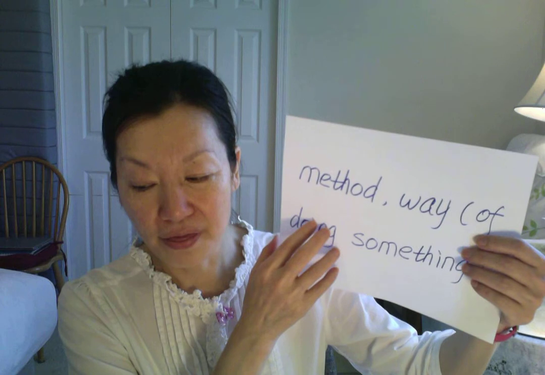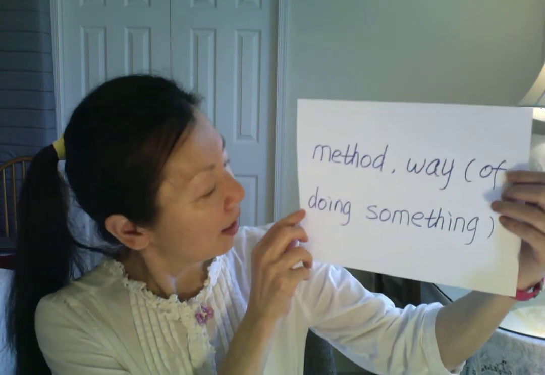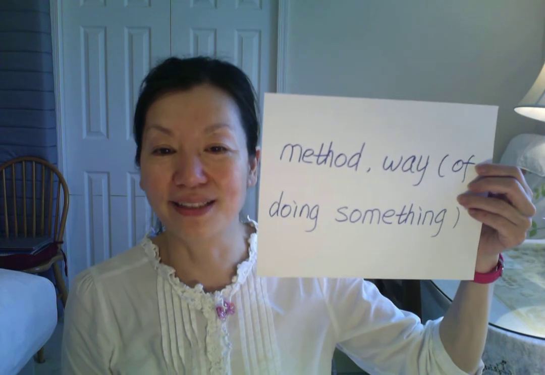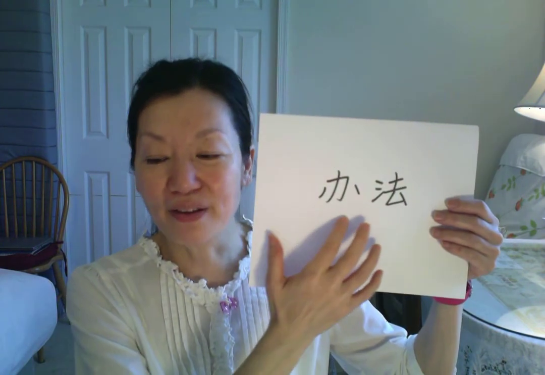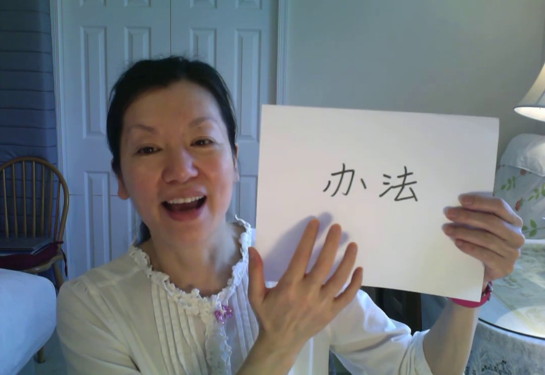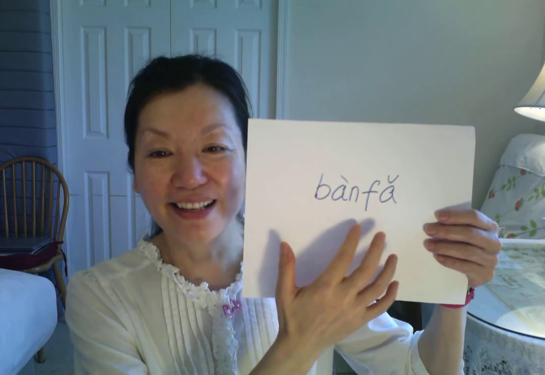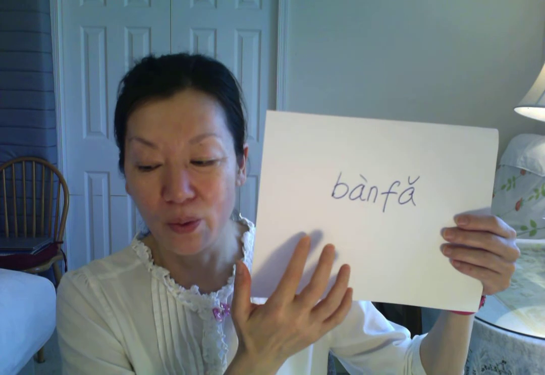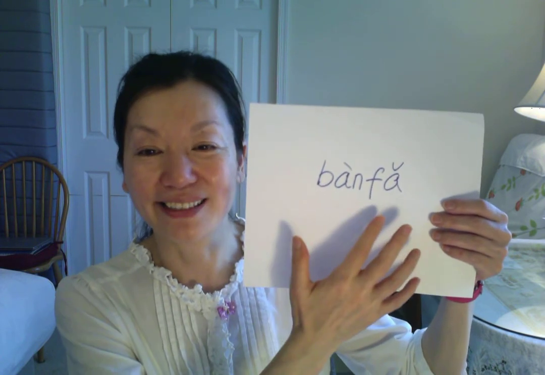Okay, what is here? This one here. Master, what's it here? Master way of doing something, okay? In Chinese, we say 办法. One more time. 办法. Master way of doing something. 办法. Okay, let's check the pinyin here. 办法. One more time. 办法. A way of doing something. 办法, yeah.